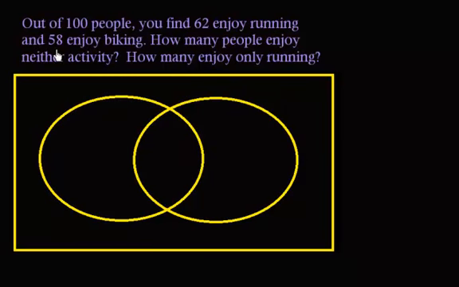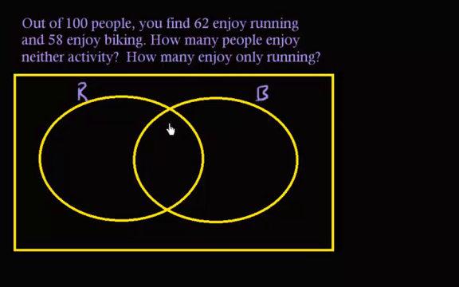Okay, let's begin our next example. Out of 100 people, you find that 62 enjoy running and 58 enjoy biking. How many people enjoy neither activity? Neither activity would be the people outside the 2 circles. And then also a follow-up question: how many enjoy only running? Okay, so we have I think we said this was our running circle and this biking circle.